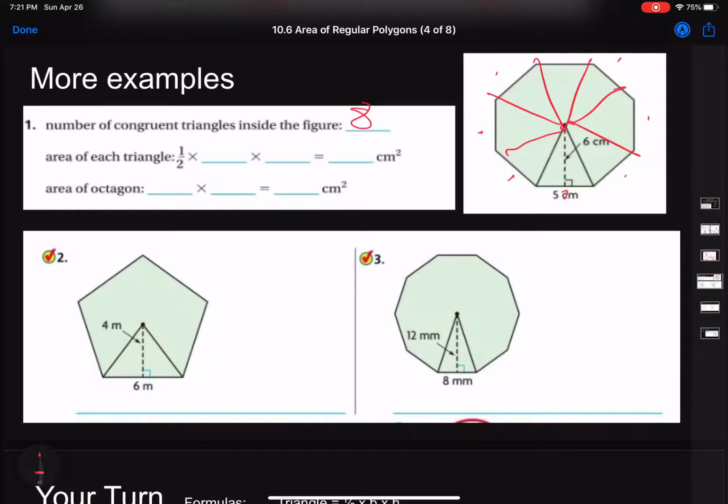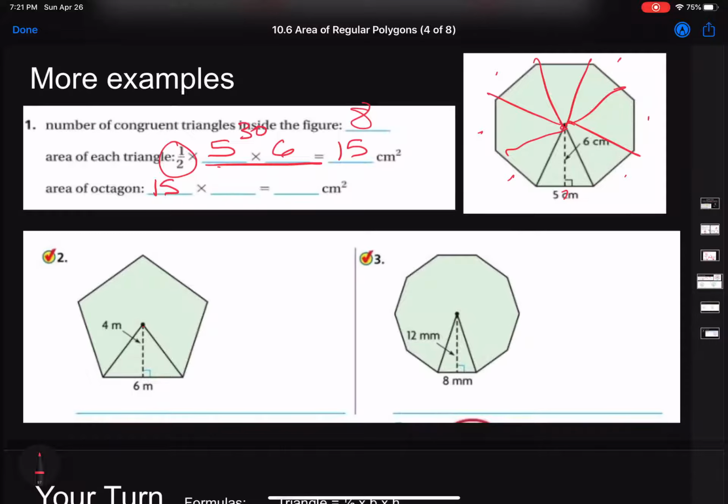So first thing we want to do is we want to figure out, so we have 1/2 times 5, which is our base, times 6, which is our height. Okay, so this one you should kind of be able to do in your head, because think about it. 6 times 5 is 30. And then you just want to half 30. What's half of 30? 15. Okay, so that means the area for one triangle is 15.